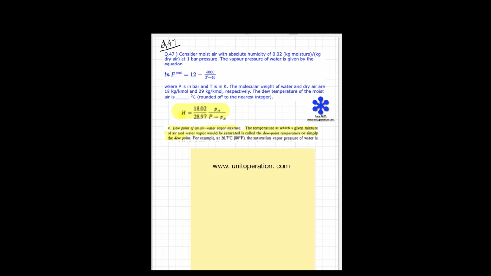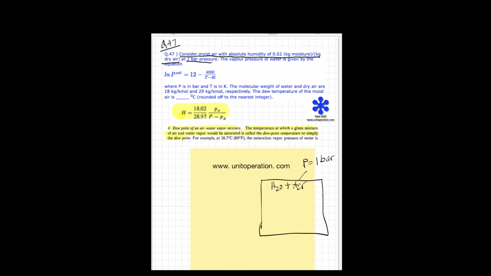47. Consider moist air with absolute humidity of 0.02 kilogram moisture per kilogram dry air at 1 bar pressure. So what we have really, let's say here we have an enclosure, and here we have water vapor plus, of course, air, and the pressure is of course 1 atmosphere, 1 bar, and the absolute humidity is given. What is the value of absolute humidity?